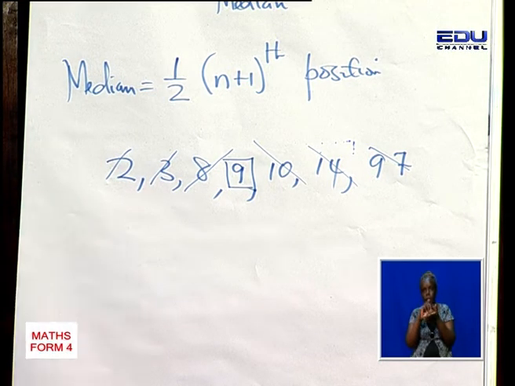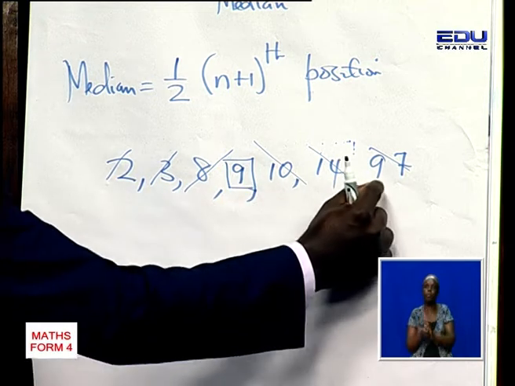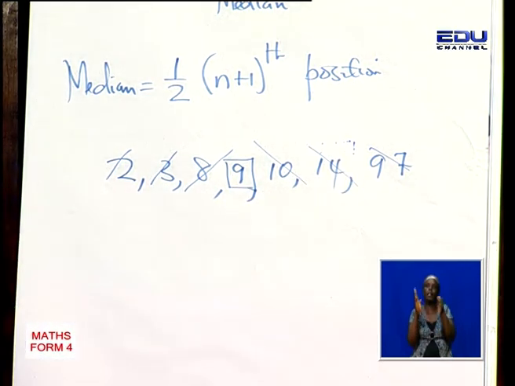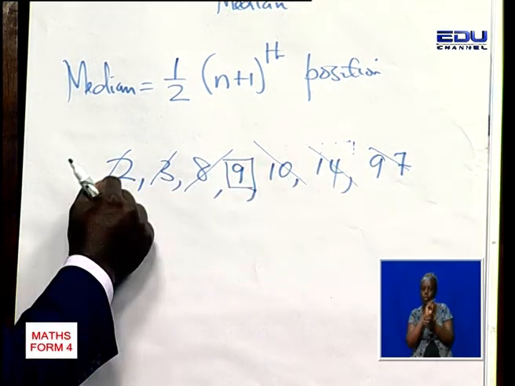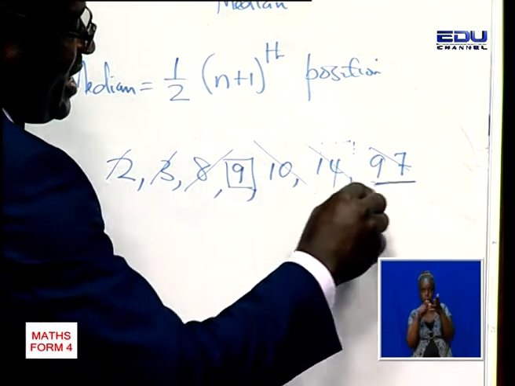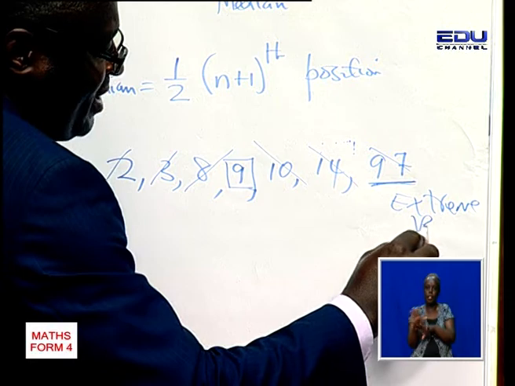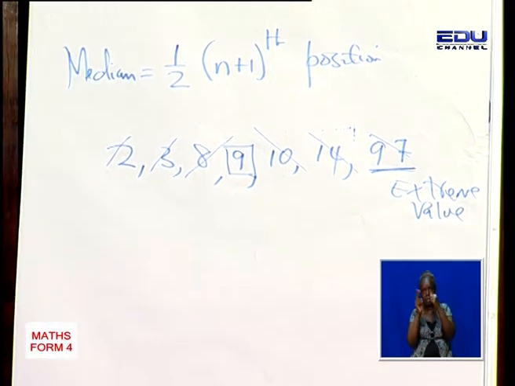Now look at what we're saying. In this data, there is a 2 and there is a 97. If we started looking for the mean of this data set, it will be influenced by this big value. This is what we mean by an extreme value, a big value.